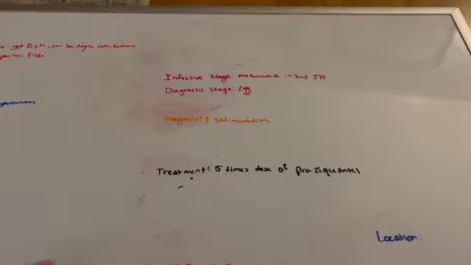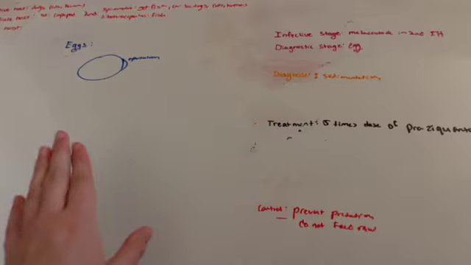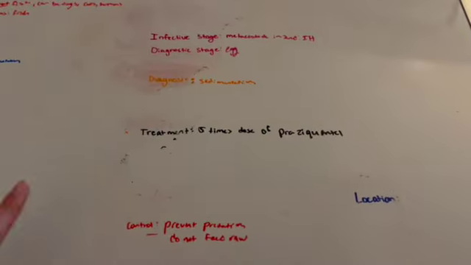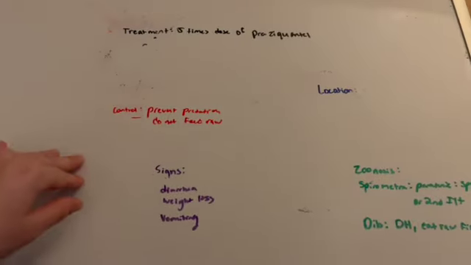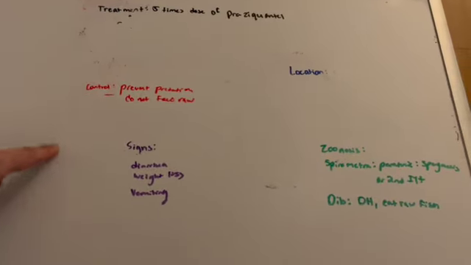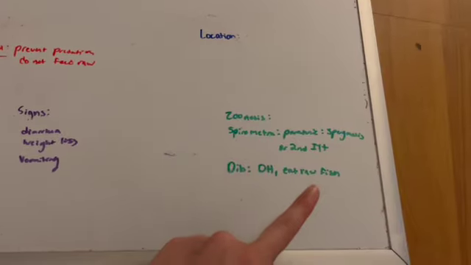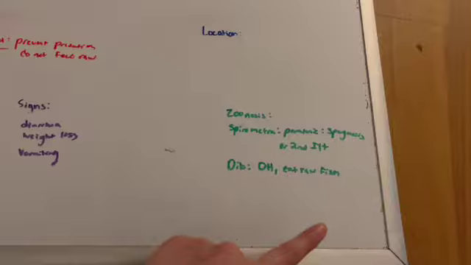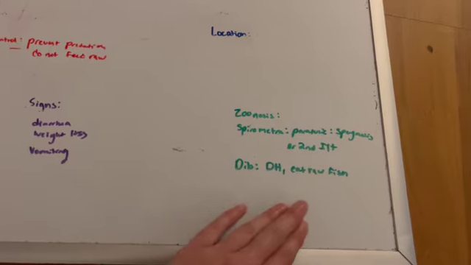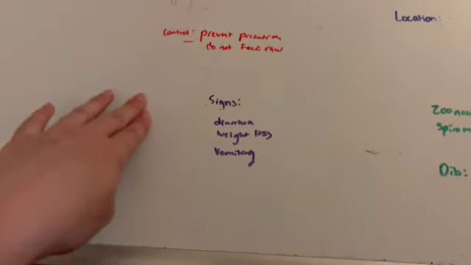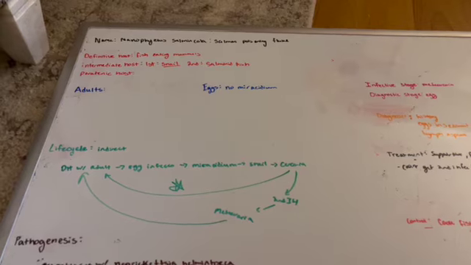Infective stage is the same. Second intermediate host with the metacestode. Diagnostic stage is egg. These eggs are heavy, so sedimentation. Treatment for these, you have to do 5 times the dose of praziquantel. Control, prevent predation, and do not feed them raw meat. It is zoonotic. Like I said, Spirometra can cause sparganosis, or we can be a second intermediate host. Dibothriocephalus, we are the definitive host, and we get it by eating raw fish. Signs include diarrhea, weight loss, and vomiting.